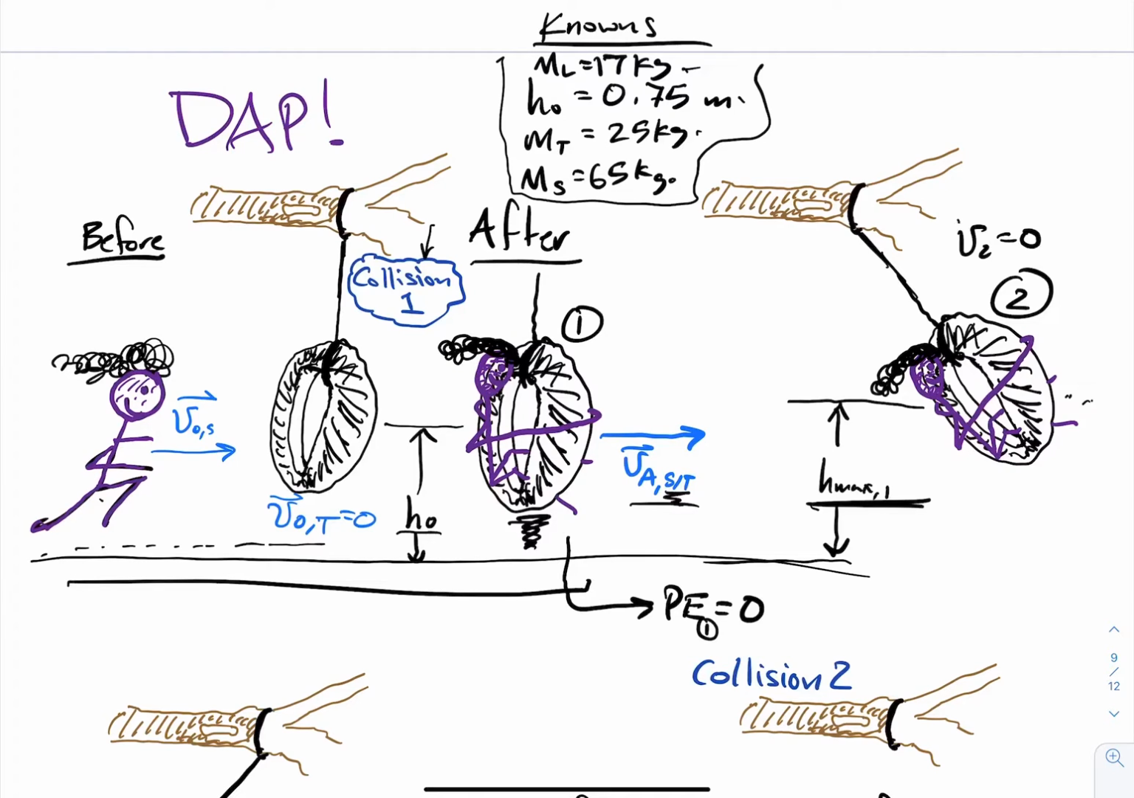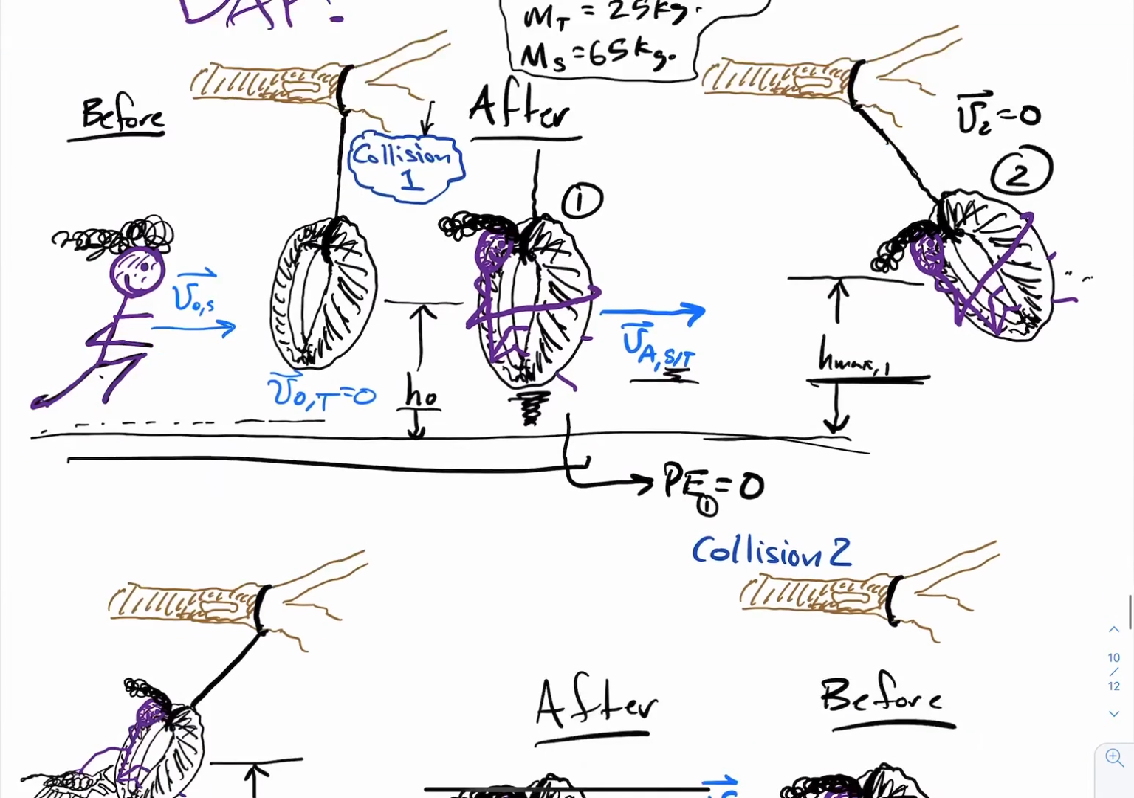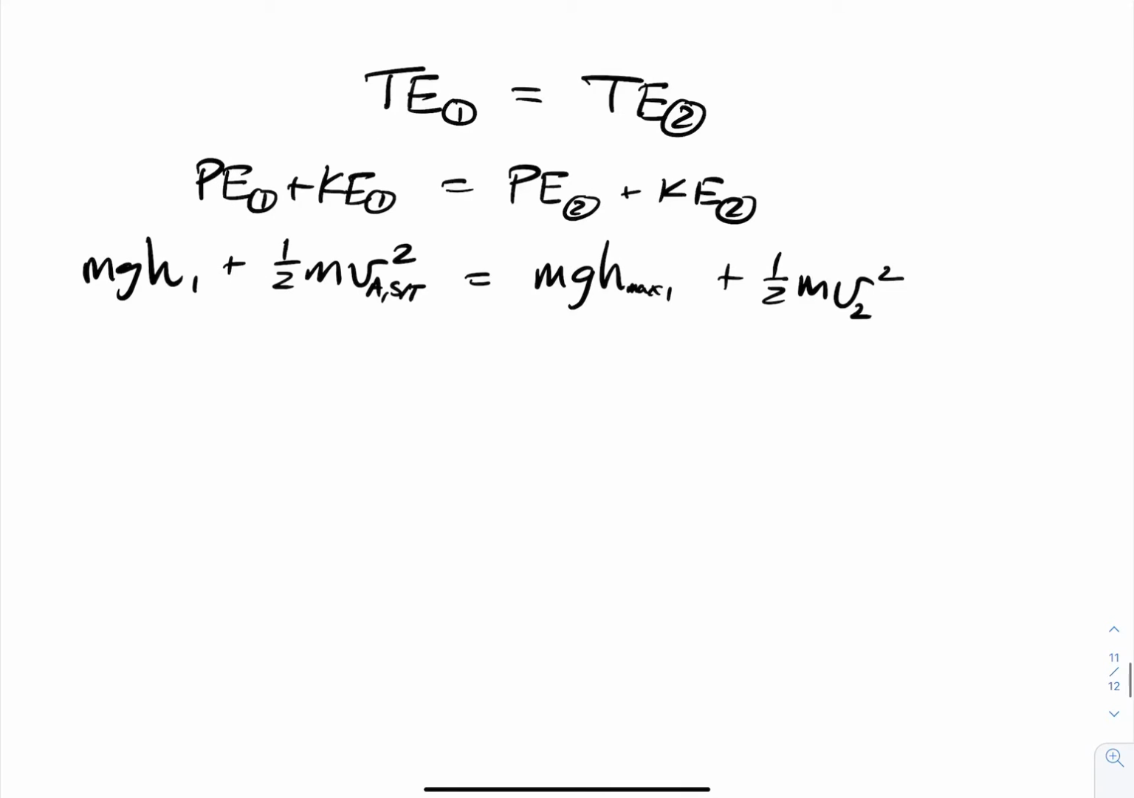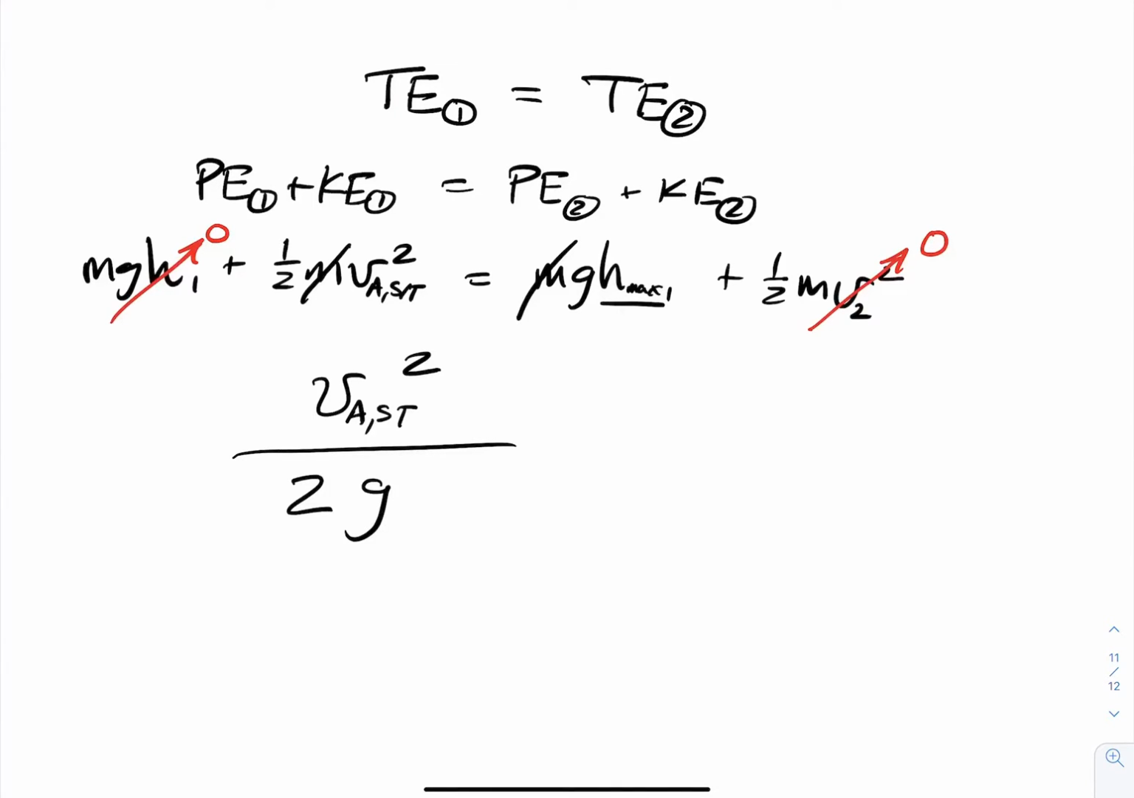We know the velocity is 0 because it is at the max height. So we'll input those zeros. Height 1 is 0 and v2 is 0. And now we can work through this to get the thing we're looking for, h max 1. So I'm going to divide everything by m, so those turn to 1, and I'm going to divide everything by g, and we'll be left with v after for the Smoot tire swing squared divided by 2g, and that equals h max 1.